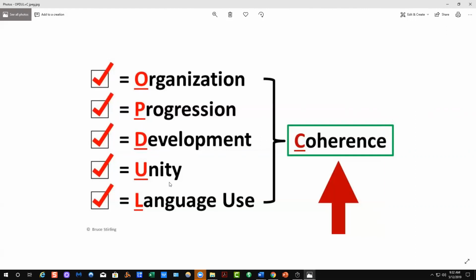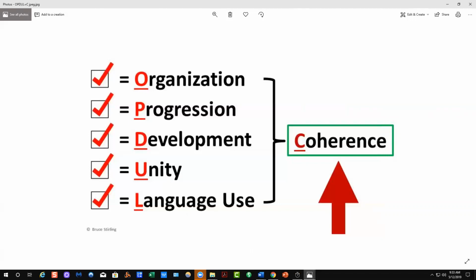What about unity? Is there topical unity? Are you focused on the same topic? Are you focused on pizza, or do you change from pizza to Donald Trump? That would be a change of topic, which is a no-no. You'll lose points for that, okay? Unity is also grammatical unity. Is everything making the right connections?